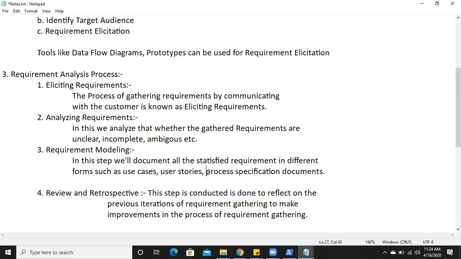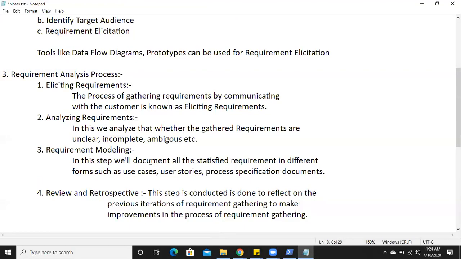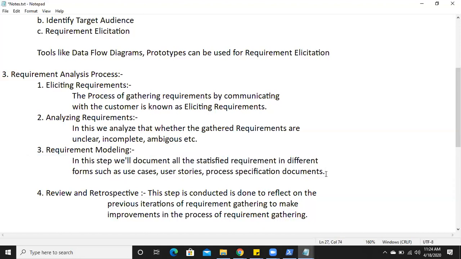The process specification document basically involves all these kinds of tools, like data flow diagram, prototypes, entity relationship diagram as well. With the help of these tools, we can model our requirements. We can present a conceptual view of our system, right? So we can use all those tools. We will discuss all those tools in our next chapter.